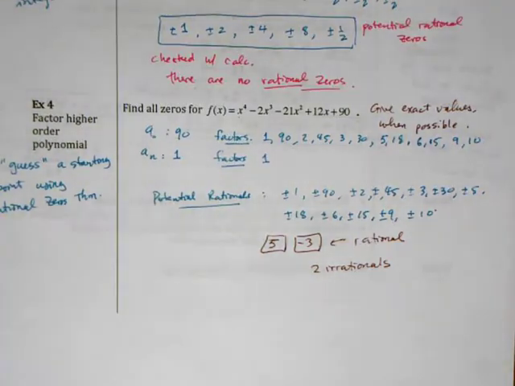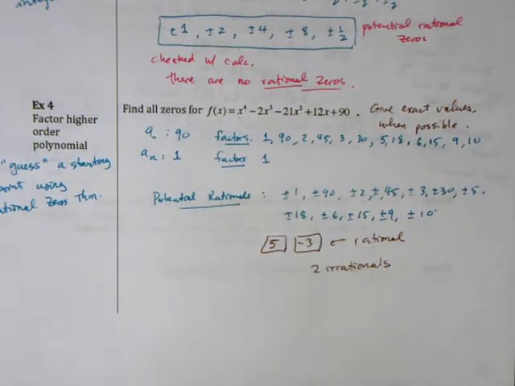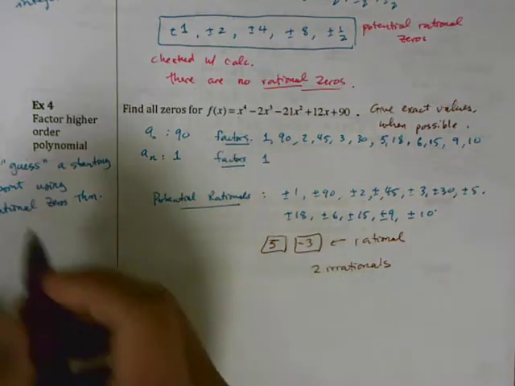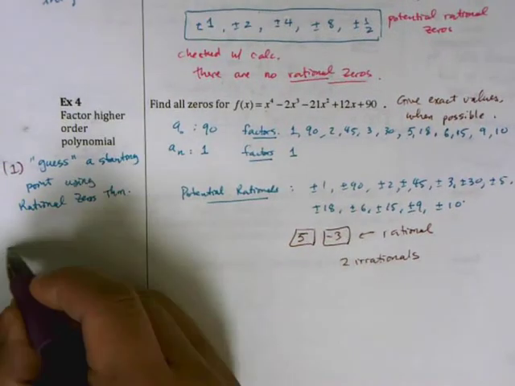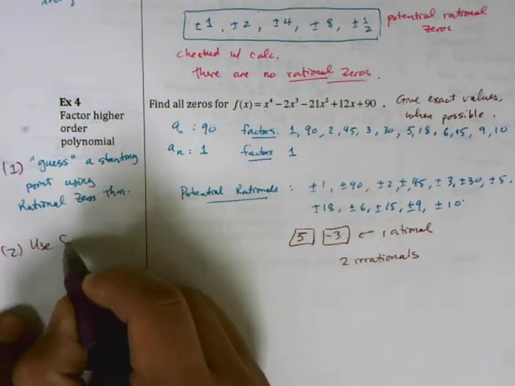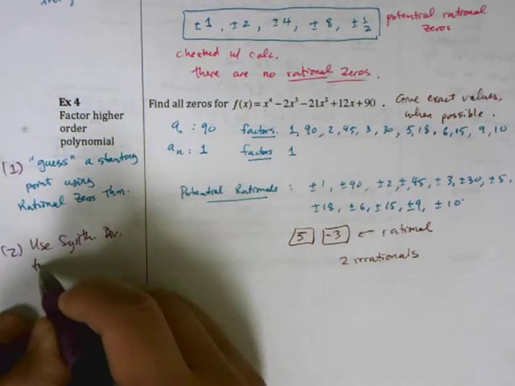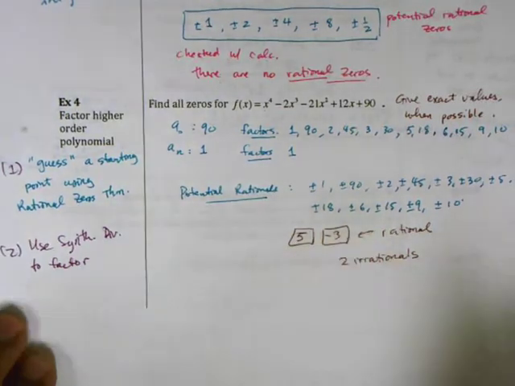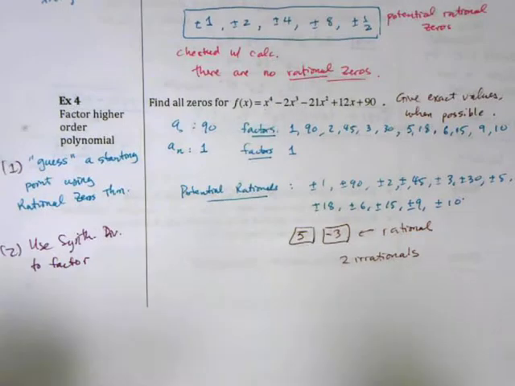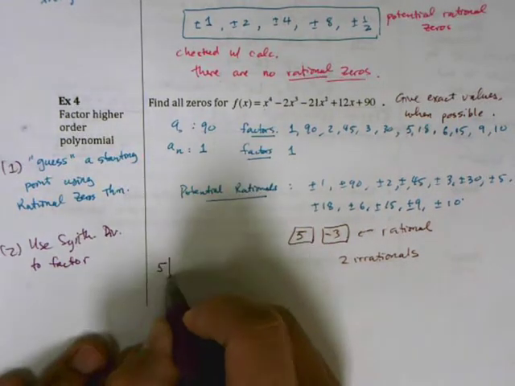So I'm going to show you how to do that. Since we have these, we're going to use synthetic division to factor. After we find this, I can list this out as a step-by-step process. Here we can use synthetic division to factor. And I have two numbers here that I can use synthetic division with. It actually doesn't matter. So I'm going to use 5 first.